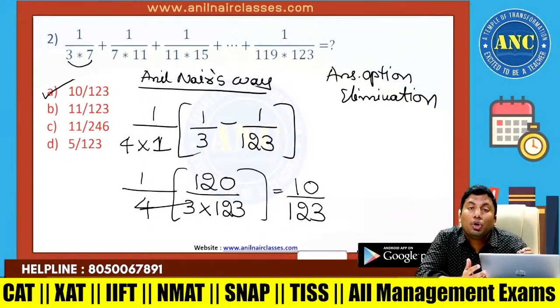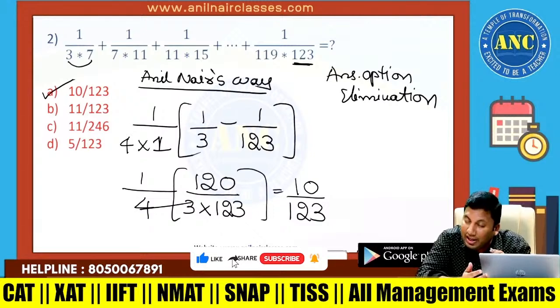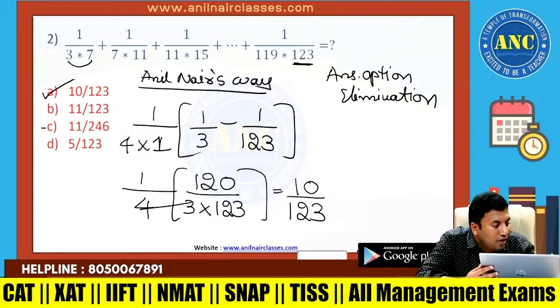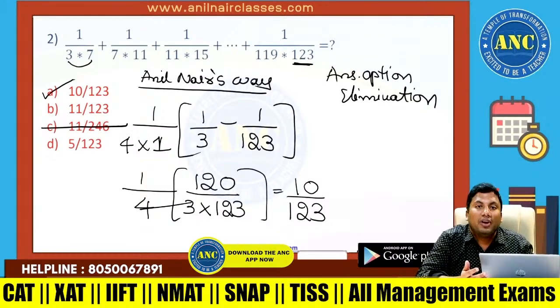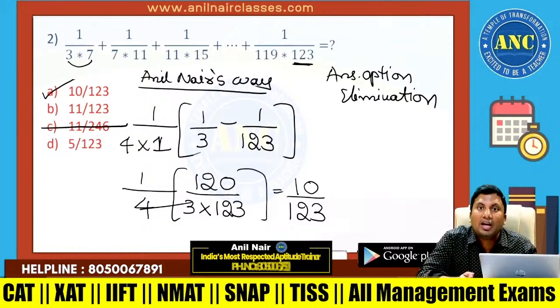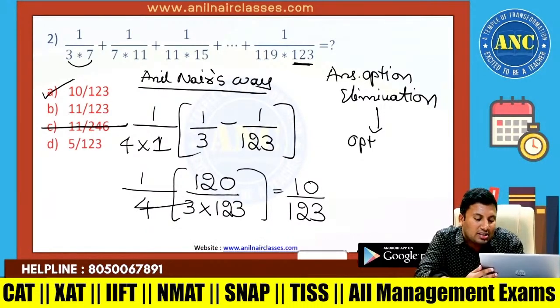Denominator: if 2 numerical values are there in the denominator, the answer should contain 1 numerical value. The last numerical value is 123. Either it should be 123 or a factor of 123. 246 is a multiple of 123, so the answer 11 by 246 is eliminated. Just by looking at the question itself, only option C is eliminated.